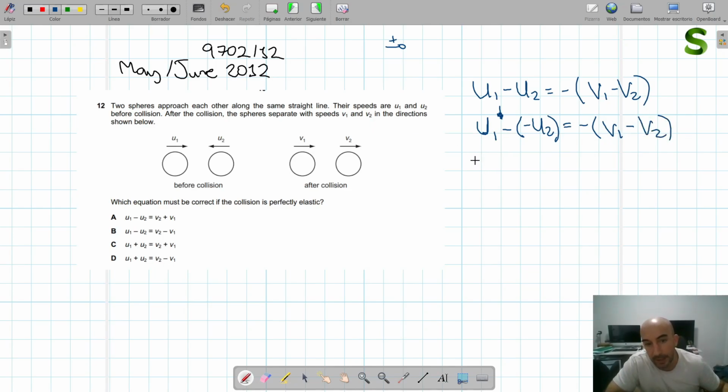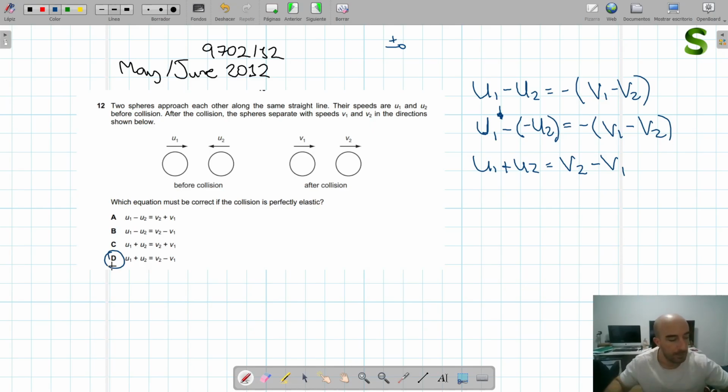So the answers given have the u's on the left and the v's on the right, and you have on the left u1 and on the right v2 as the starting point. So this is going to be u1 plus u2 equals v2, because that's positive, minus v1. Okay, so that's going to be D.